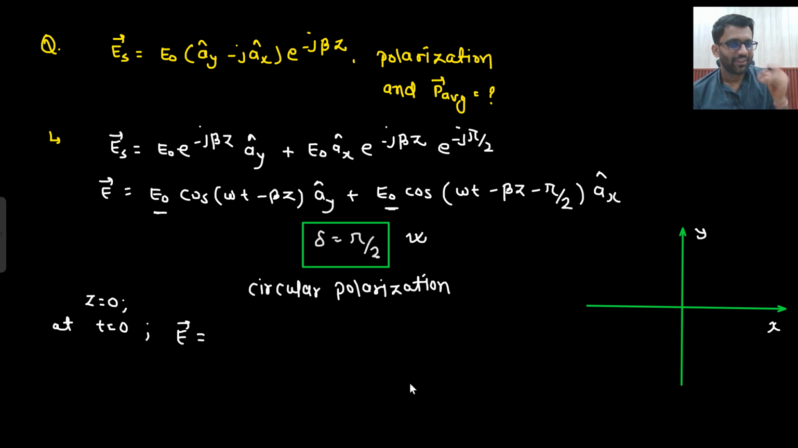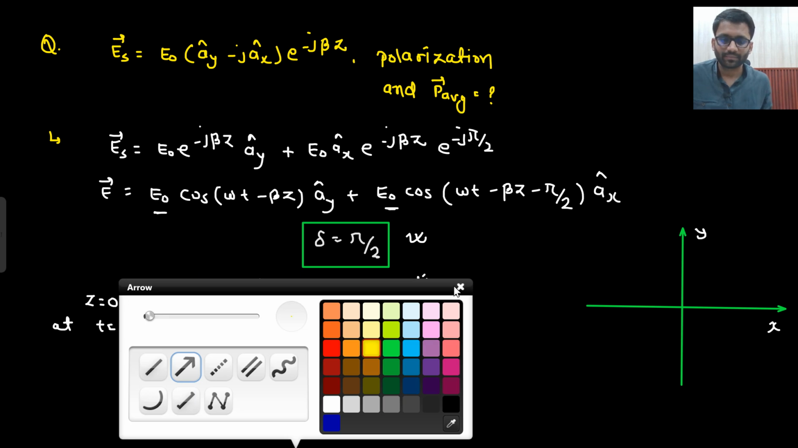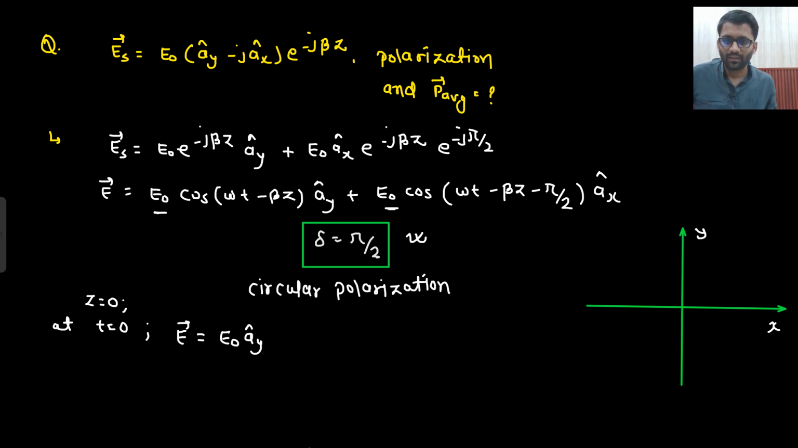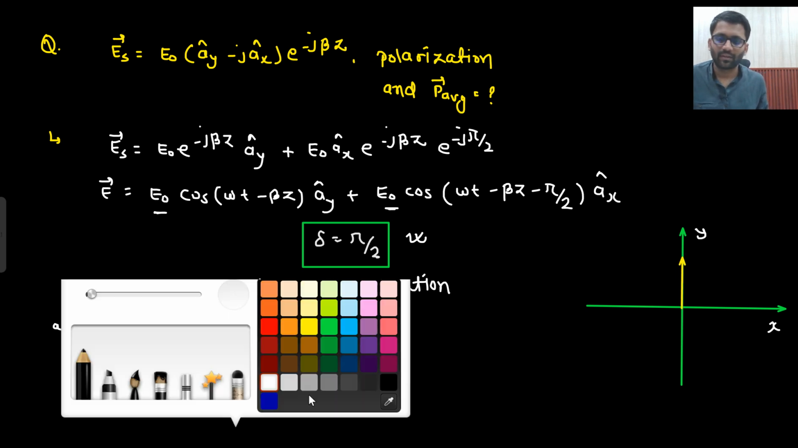So the wave will be dancing on the xy plane. Okay, so z equals to 0 and t equals to 0. If I am putting z equals to 0, I am checking, so I am going to put t equals to 0. So E naught ay cap, and cos pi by 2 will be 0 only. So initially we are getting E naught ay cap.